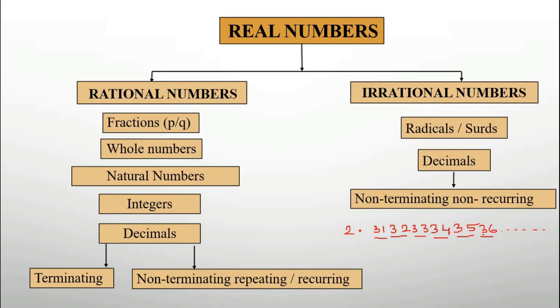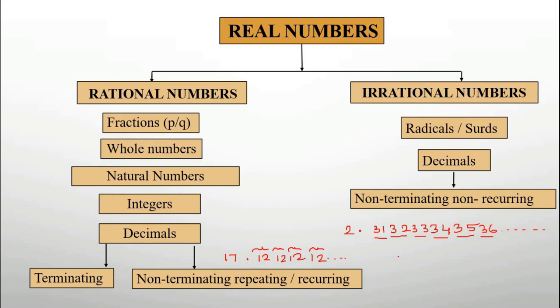There is no pattern. That is, in the previous case for non-terminating repeating, we saw that it was like 17.12121212. This 12 was repeating itself, and there was a pattern. 12 was repeating after two decimal places. But here there is no repetition either in one decimal place or two decimal places.